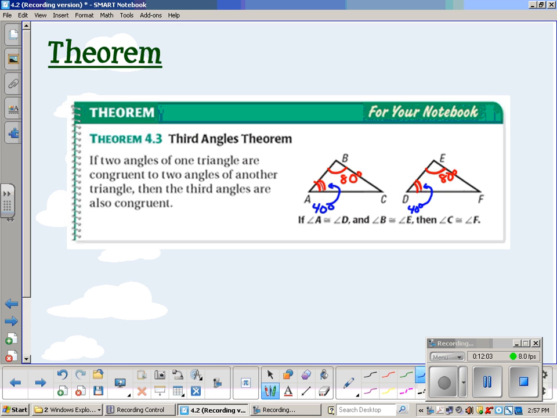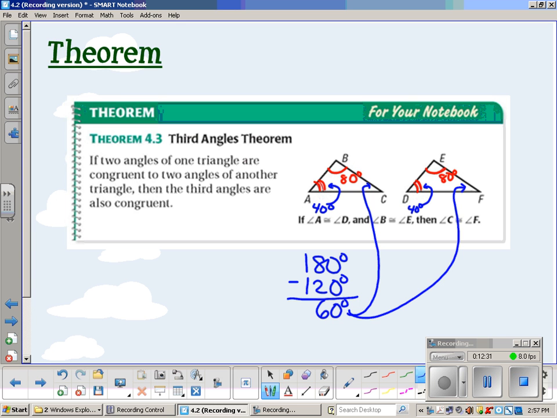So in total, what we have so far in triangle ABC is 120 degrees, and the same for triangle DEF. Well, knowing that I'm going to need 180 degrees total, if I subtract 120 from 180, I'm left with 60 degrees. So angle C would have to be 60 degrees. Okay, the same is true for angle F because both of those need to add up to 180. Therefore, we know that angle C and angle F have to be congruent.